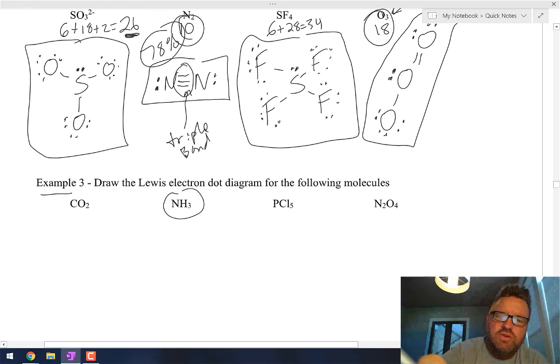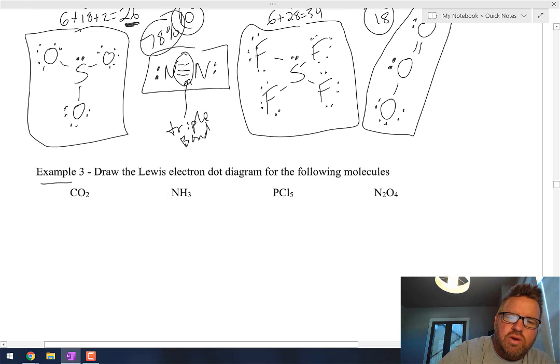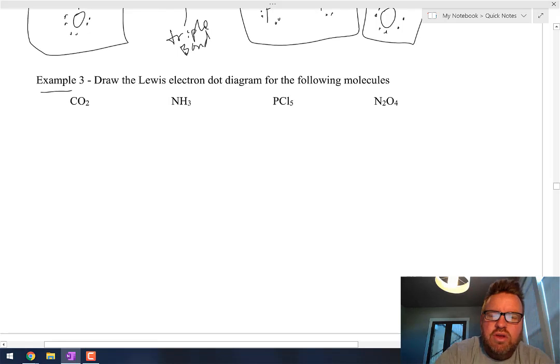Okay, and so that's it for those 4. Okay, let's move on here. We've got these 4. So again, let's start at our first steps again. CO2: carbon has 4. Oxygen has 6. There's 2 of them. That's 12. 16 electrons. I'm going to move a little bit quicker on these.